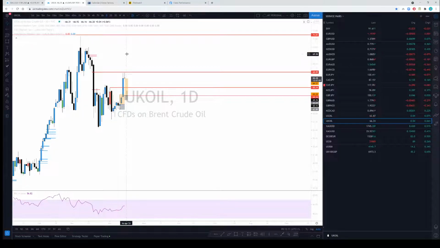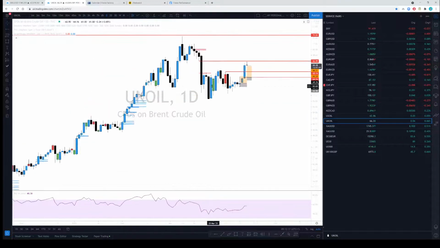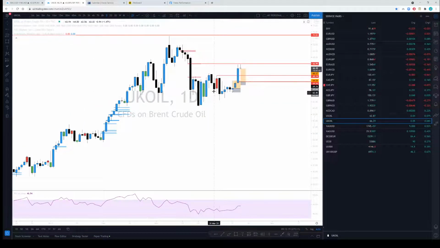In my opinion, it should just rally. From where we are, there shouldn't be any form of pullback because they've invested a lot of money accumulating longs in here. So this should just continue exploding to the upside.